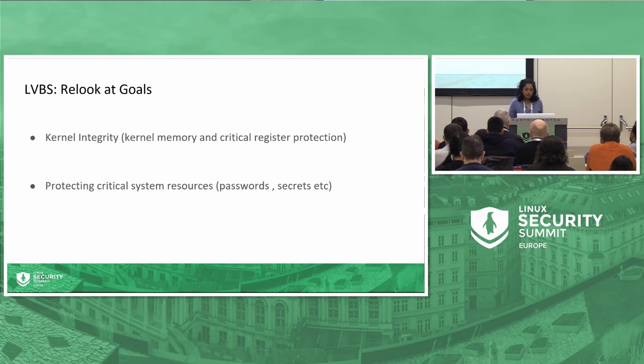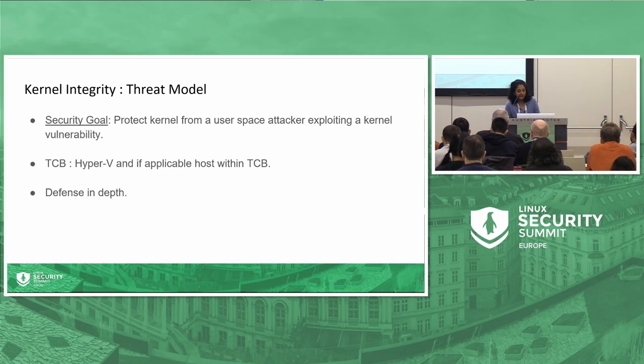So let's look again at the goals. Through LVBS, what we want to do is ensure that in the event of a kernel attacker, we ensure kernel integrity. By that, I mean we ensure that kernel memory and critical registers are protected. And two, in the event of a kernel attack, we want to protect critical system resources like passwords and secrets, etc. This talk primarily focuses on kernel integrity, not the second goal. So with that, here's the threat model for kernel integrity.